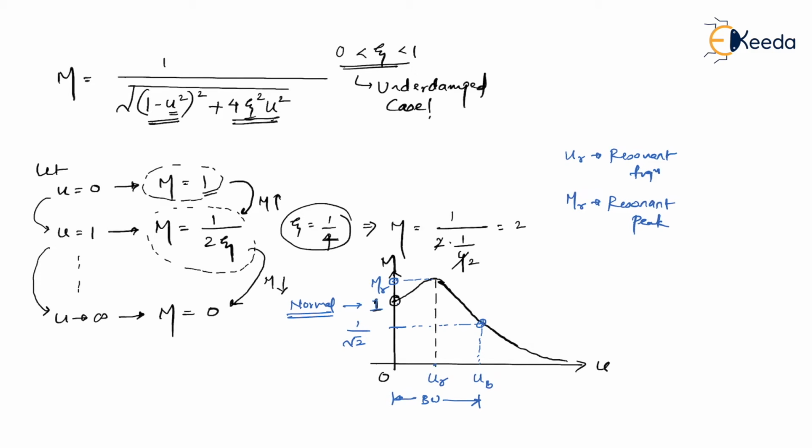And 0 to UB range will give me the bandwidth. So let us see, I'm going to derive each and every one of them. I have actually introduced you that these terms are coming into the picture. Obviously we are going to study them in detail. I'm going to derive the expression for MR, UR, UB, etc.